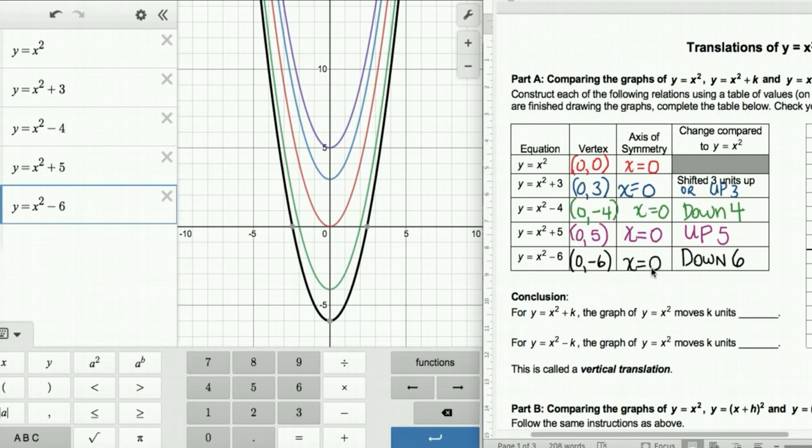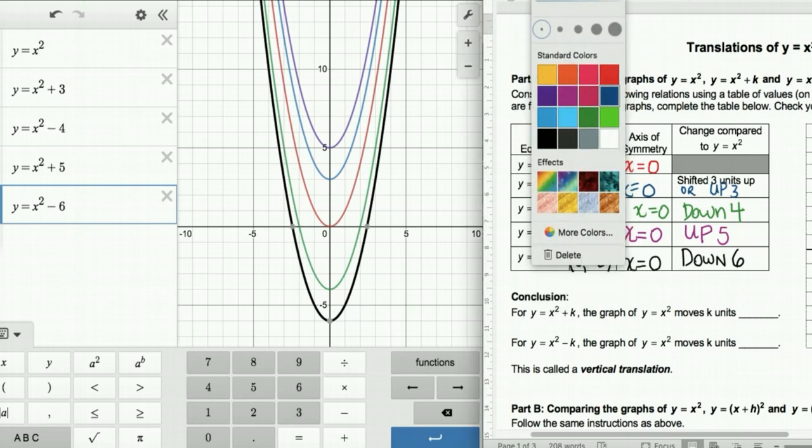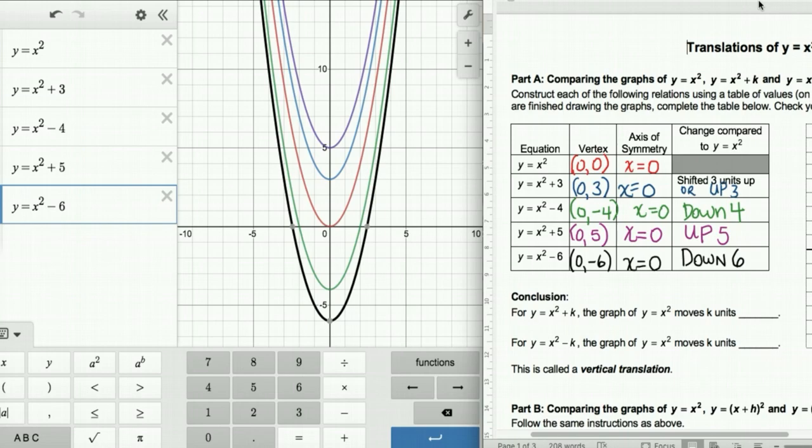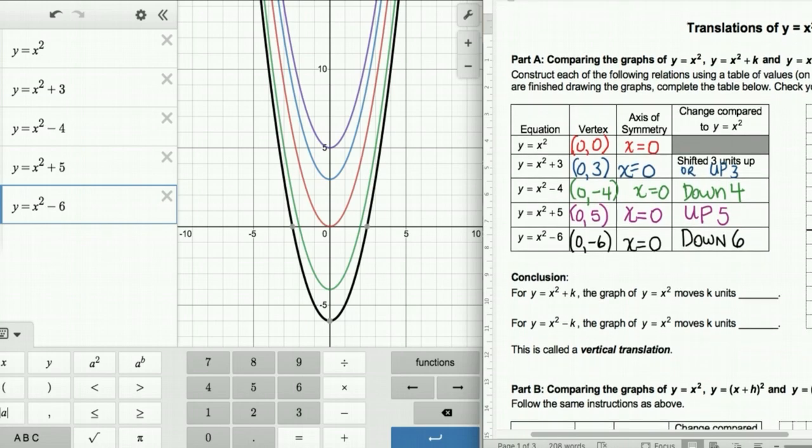So there's kind of a pattern here. The vertex is all 0 for the x value, and the axis of symmetry is x equals 0 as well. So let's make a concluding statement here. I'll use blue. For y equals x squared plus k, whenever something is added on, we notice that the graph moved k units up. And when it was y equals x squared minus k, the graph of y equals x squared went k units down.